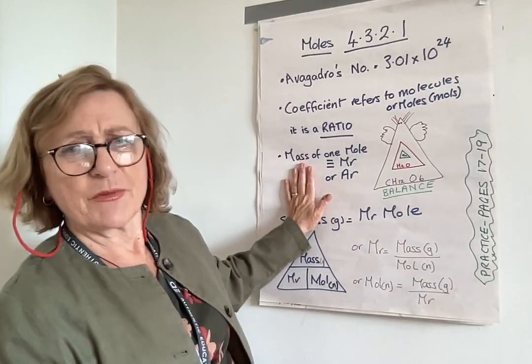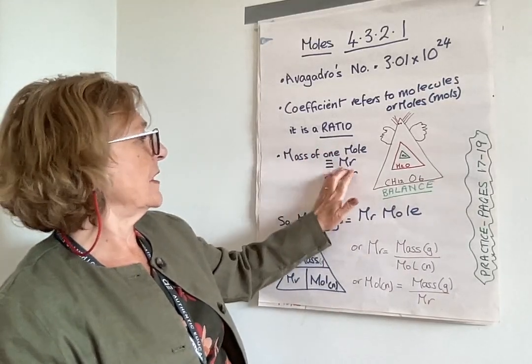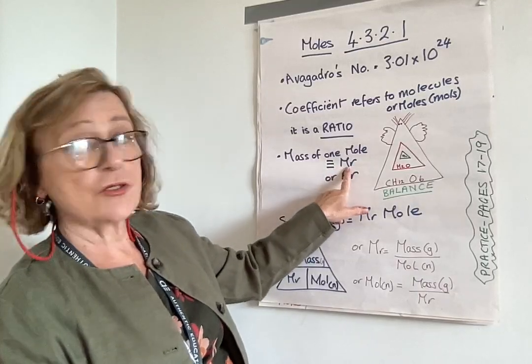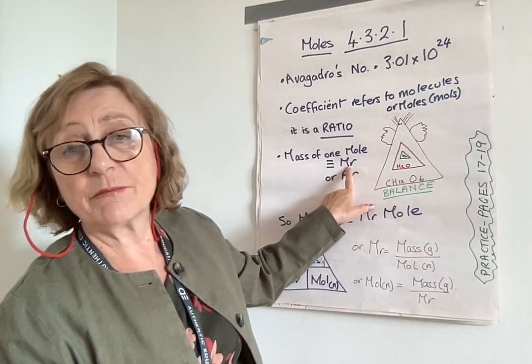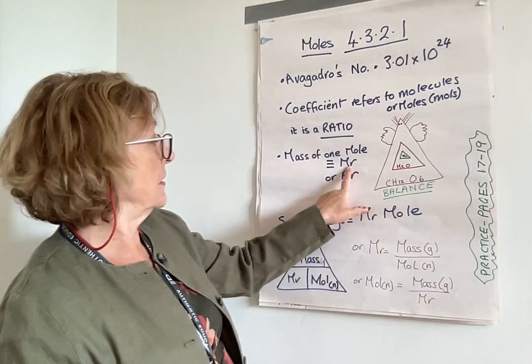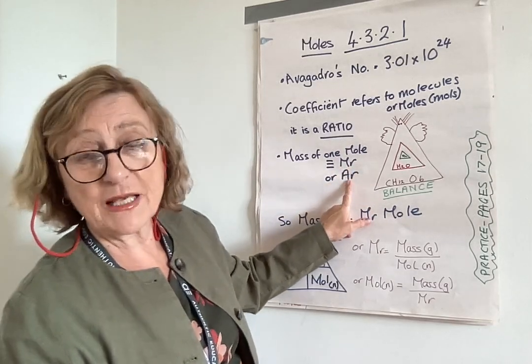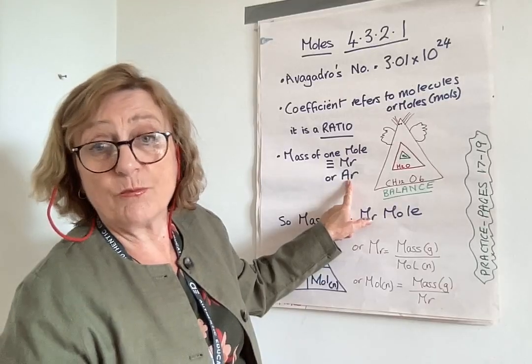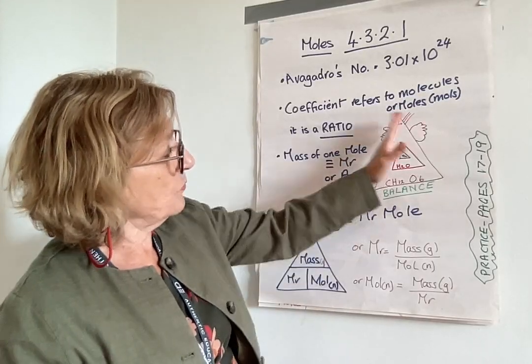And if you can also remember, the mass of 1 mole is equivalent, there's another little mathematical sign there, equivalent to the relative formulaic mass or molecular mass, or the relative atomic mass, depending if we're talking about atoms or molecules, okay? So what does this actually mean?